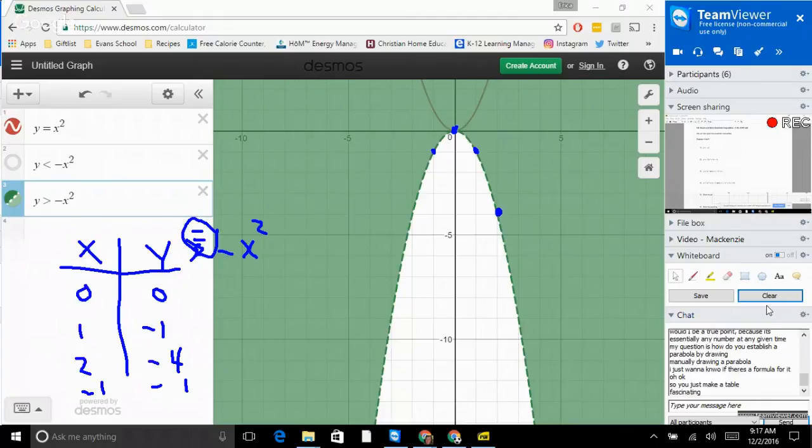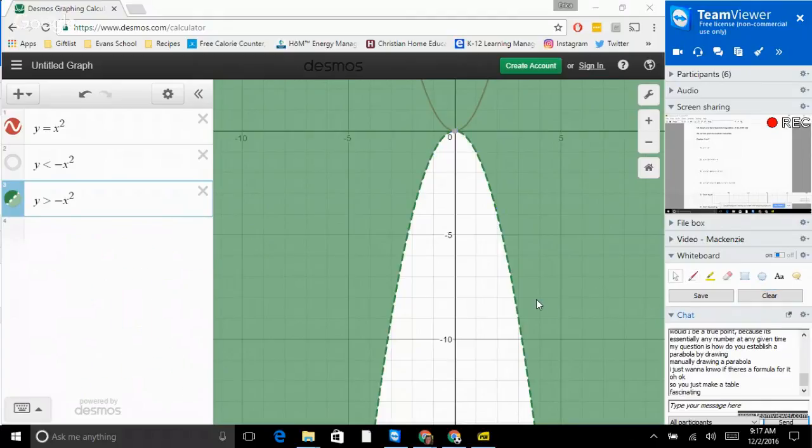Does everybody understand that? Fascinating, right? Or you can just type it in your Desmos, but that's not always the case, right? Sometimes you have to know how to do it without the calculator.